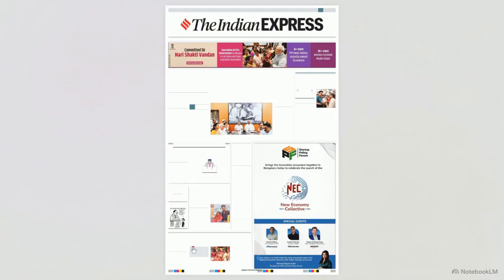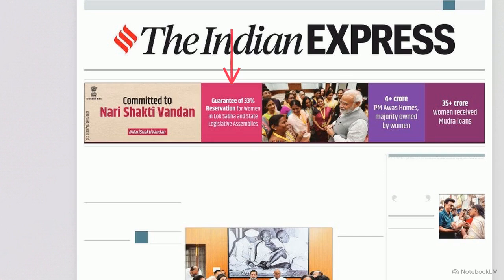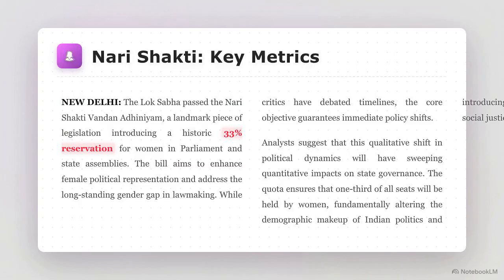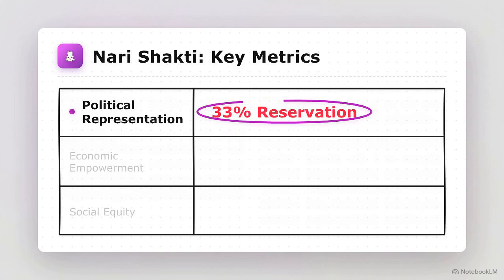Look at the very top of the front page. We have an official banner advertisement for Nari Shakti Vandan. In the red block, we extract our first hard metric for political representation, the guaranteed 33% reservation for women in Lok Sabha and state assemblies. Let's structure this. Create a 3-row table titled Nari Shakti, Key Metrics. Row 1 is political representation, 33% reservation.